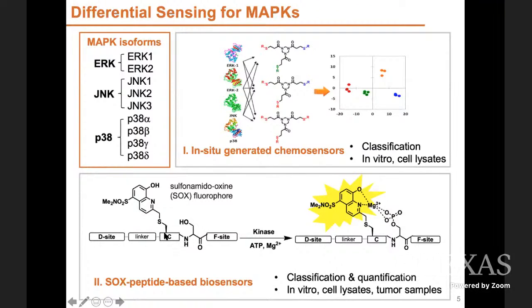The cysteine next to the phosphorylation site of SOX chromophore is attached. Once the peptide was phosphorylated by the active kinase, a fluorescence structure will form with the assistance of the magnesium ion. We can detect the fluorescence signal and then collect the kinetic plot for the data analysis.